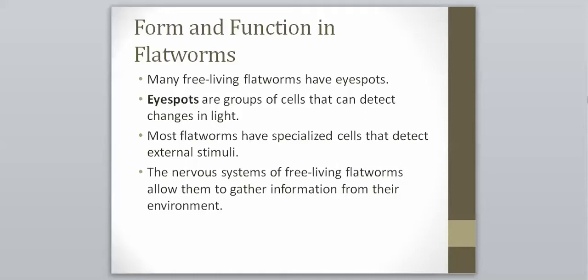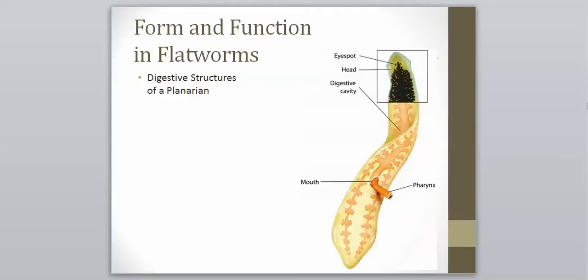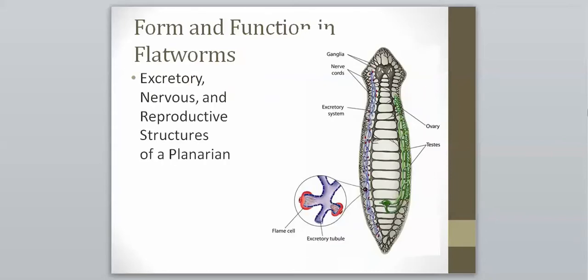And then the nervous system of the free-living flatworms allows them to gather information from their environment. And that's just the function of any nervous system, to help gain information from the environment to help them survive. And here's what the digestive structure of one example, planaria, looks like. As an example of a flatworm, you can see the eye spot, the head. You can see the pharynx coming out of there, which is the big muscular tube to help them take in food. And then here's what their excretory, reproductive, and nervous systems look like.